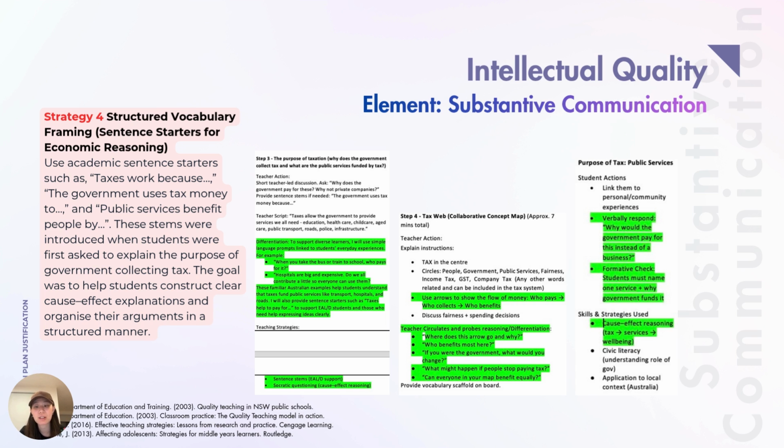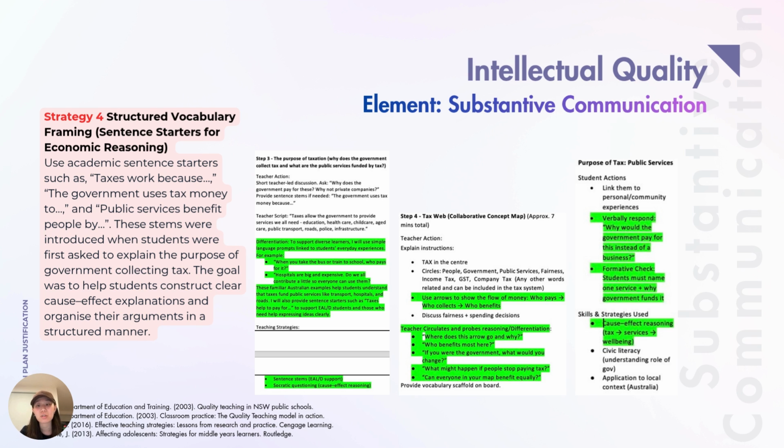So this approach directly aligns with the intellectual quality dimension, which emphasizes that students must move beyond listing facts toward communicating coherent ideas. So without structured language support, Year 8 students may offer incomplete answers such as "government needs money" without explaining why or how. So the sentence starters prompt them to express relationships explicitly, connecting tax revenue, public goods, and social fairness. So according to Killen, guided language structures promote clarity of reasoning and help students communicate complex concepts more confidently.